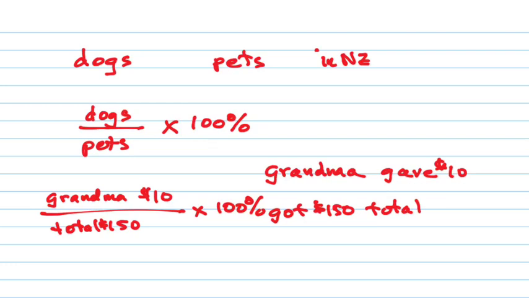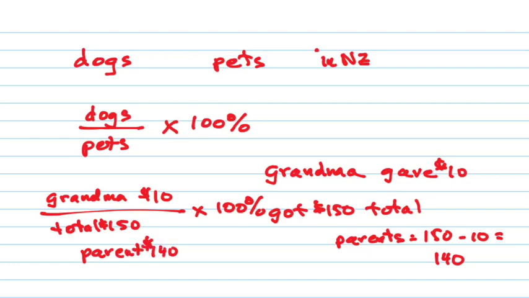Now, here's one. I'm going to take it a little further. You got the rest of the money from your parents. So how much did your parents give you then? If you got the rest from your parents, then you would take the 150 minus how much your grandmother gave you, and that will give you the rest. Now what would be the percent for parents then? Parents gave you $140, right? So just give it to me as a fraction over the total, 150 times 100%.